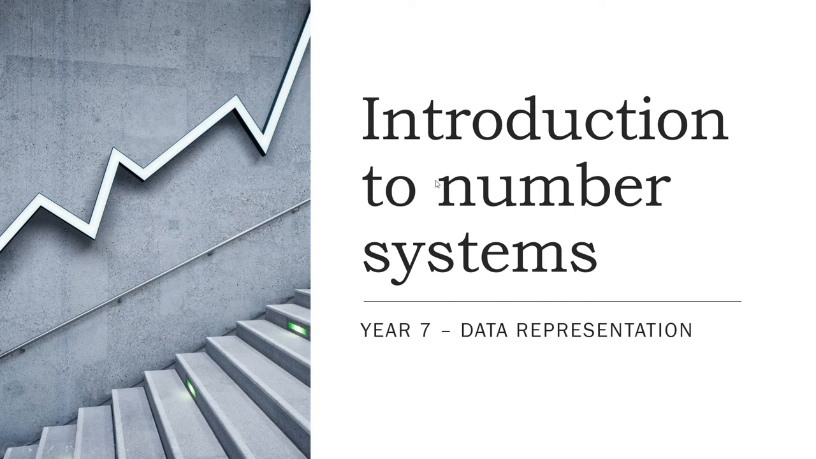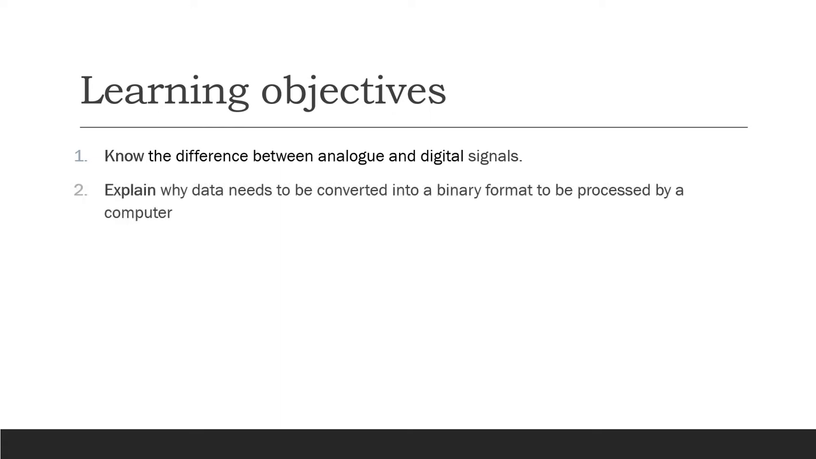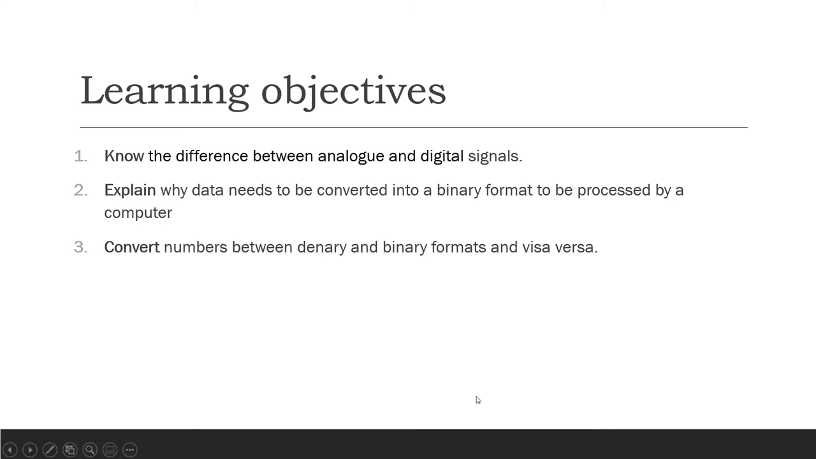In this next unit, we're going to be looking at data representation, and in this presentation, we're going to be looking at the number systems that computer systems use. We want to know the difference between analog and digital signals. We want to be able to explain to other people why we need to turn data into binary format for it to be processed by a computer. And then finally, we want to be able to convert numbers between their denary and binary forms. And if you're not sure what that means, just listen on.